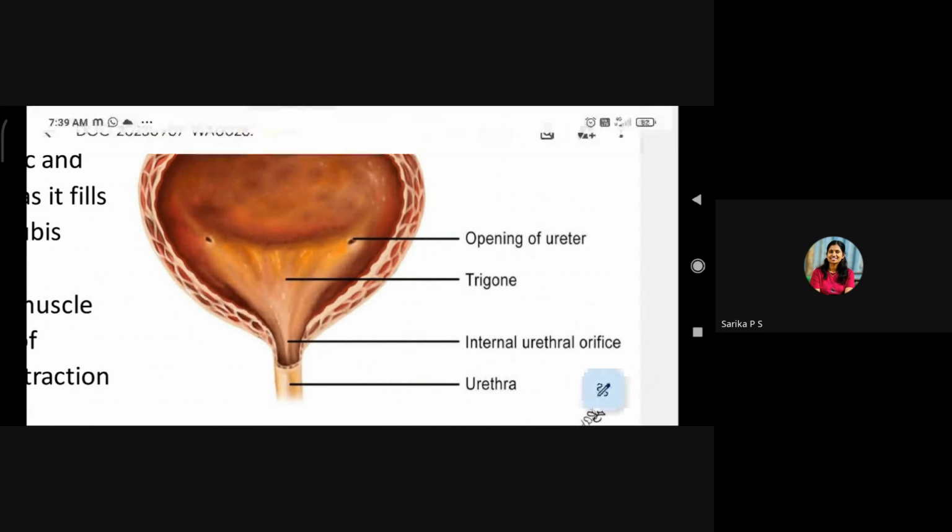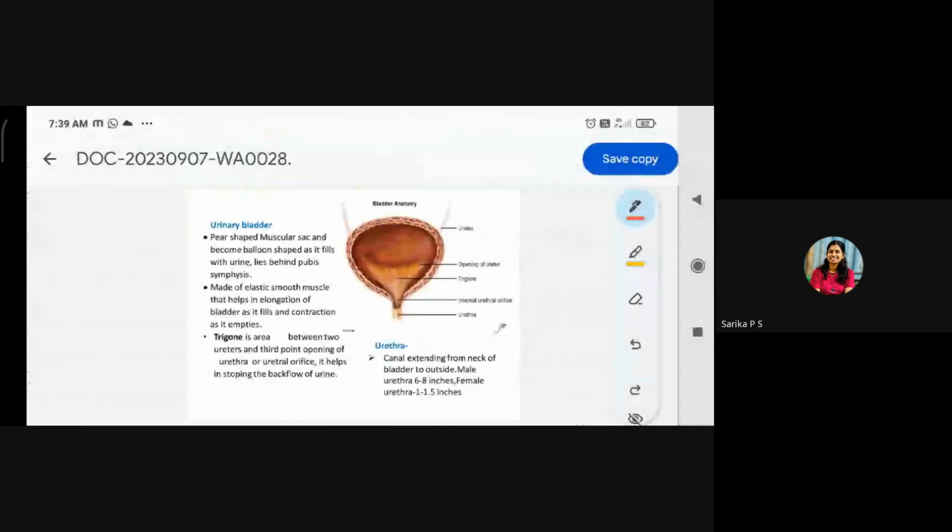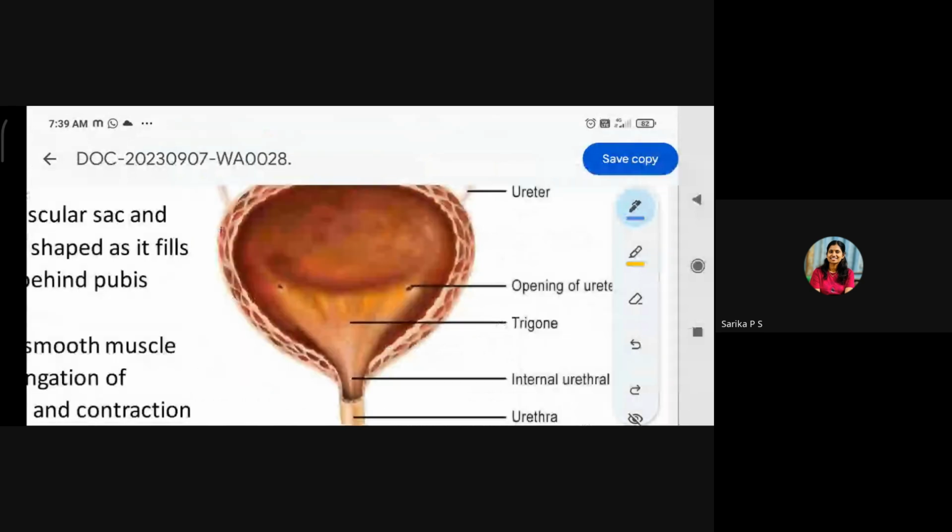Let me take the pencil. Yes. So in this picture, you can see this is one ureteric opening and this is another ureteric opening, and they are connecting to the bladder here. Sorry, these two are the ureters' openings and this one is the urethral opening. So here we can see a triangle, right? Here it is forming a triangle shape.